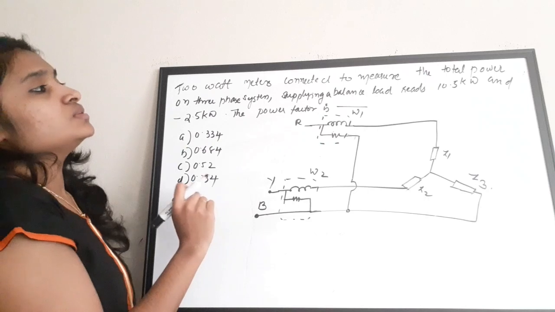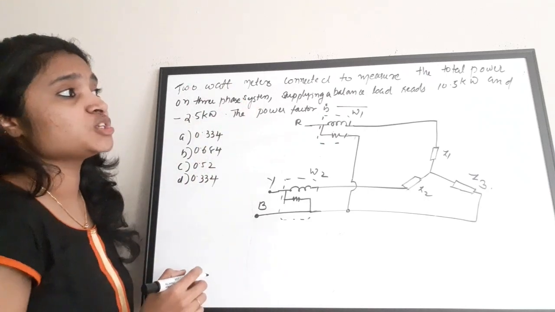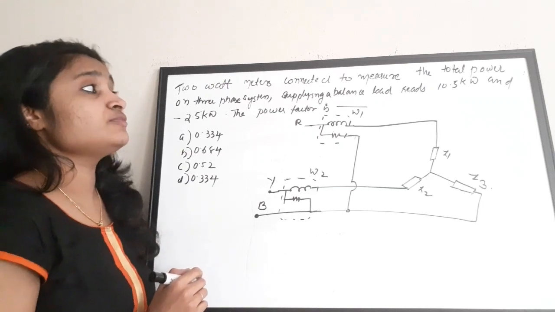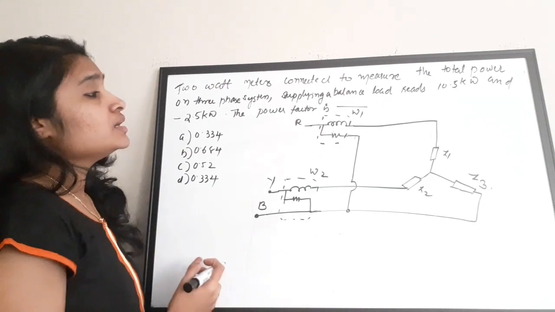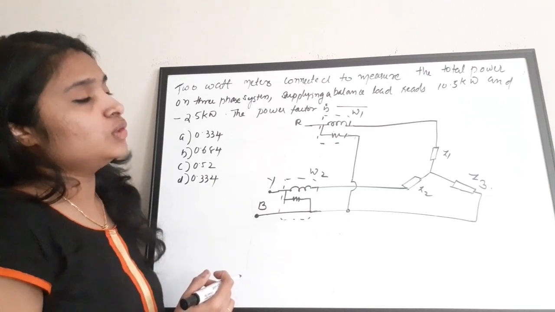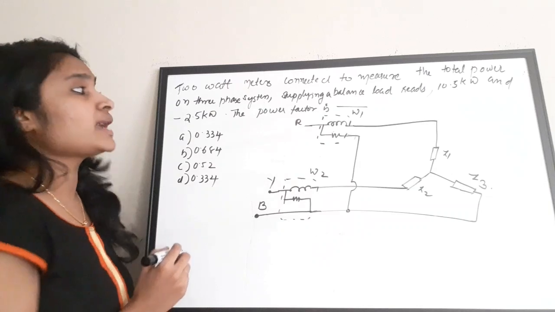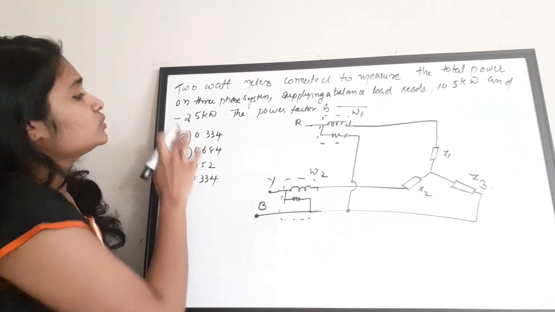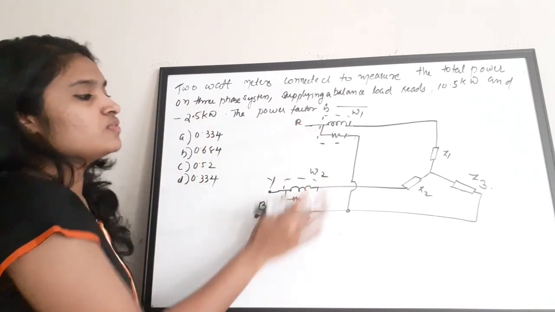Okay. So the question is: 2 watt meters are connected to measure the total power on a 3-phase system. So the aim is to measure the total power. Supplying a balanced load, they read 10.5 kilowatt and minus 2.5 kilowatt. So these are the 2 readings of these 2 watt meters.